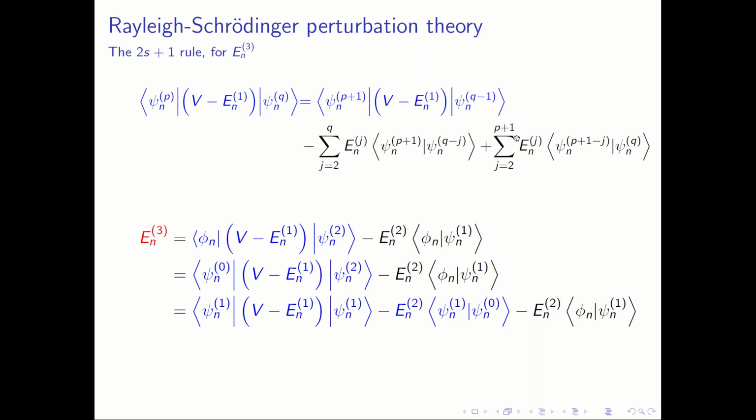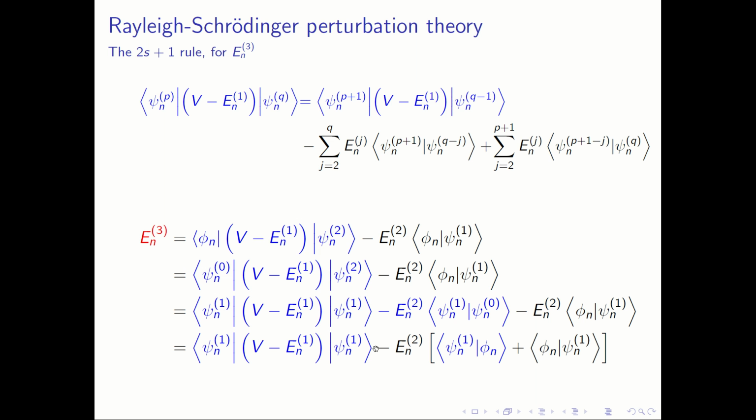No positive terms come from this, but there is a negative term. Q is 2. So there's a j equals 2 to 2 sum, which means there's only one term: minus E_n^2, psi_n^(p plus 1), which is psi_n^1, and psi_n^(2 minus 2), which is psi_n^0. Of course, the term in black here is nothing but what you had in the original perturbation theory formula. Now, you just collect those two terms together, and you end up with psi_n^1 (V minus E_n^1) psi_n^1 minus E_n^2 times, which you have taken common between these two terms, this sum.